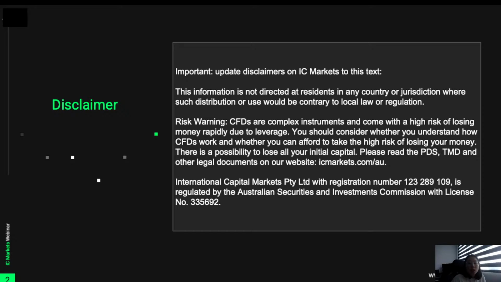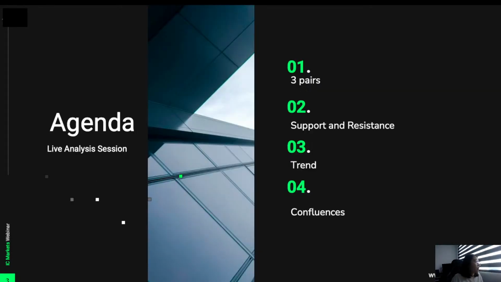Another risk warning is that trading CFDs and Forex is a very risky business, especially if you are using leverage. The more leverage you use, obviously, the more risky it becomes. It doesn't matter how long you've been trading. You can be trading for 10 years, 20 years, 10 months, 10 weeks, 10 days. The risk applies to everyone.